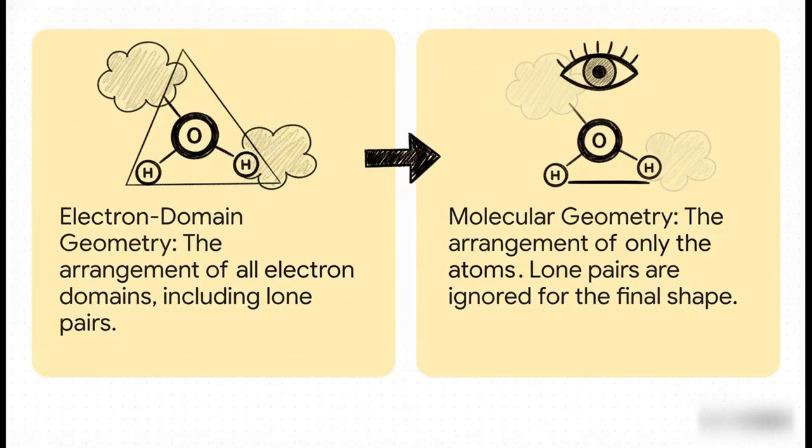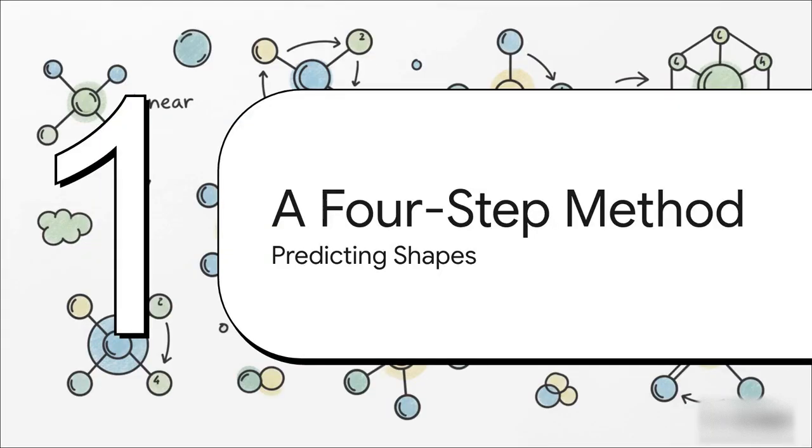Okay, this next part is super, super important. VSEPR theory actually gives us two different kinds of geometry. First, you have the electron domain geometry. That's the shape of everything, including the invisible lone pairs. But what we actually see as the molecule's shape is the molecular geometry, which is just the arrangement of the atoms themselves. So the process is simple. Figure out the electron geometry first, and then just pretend the lone pairs are invisible to see the final molecular shape.